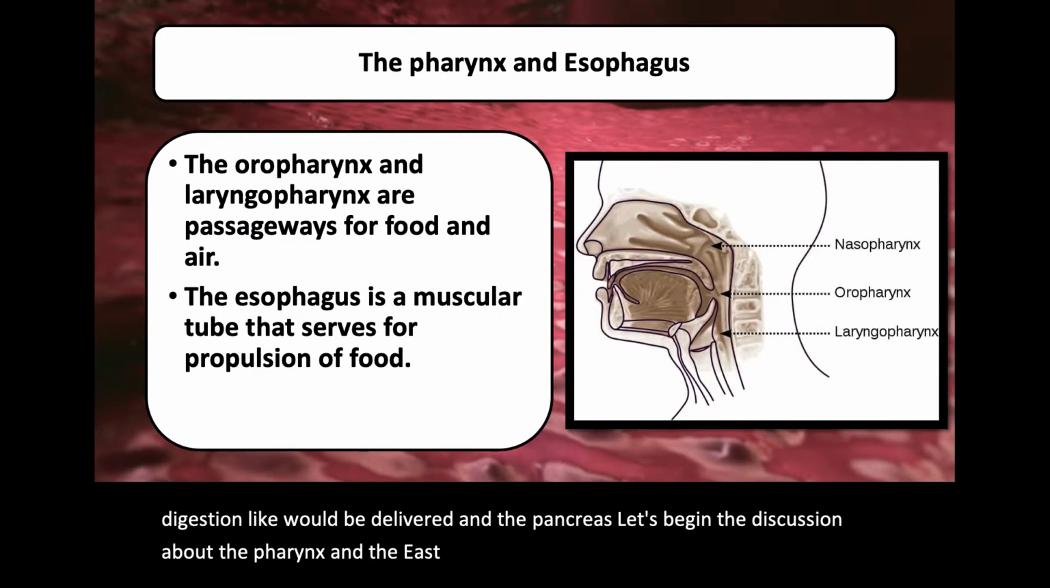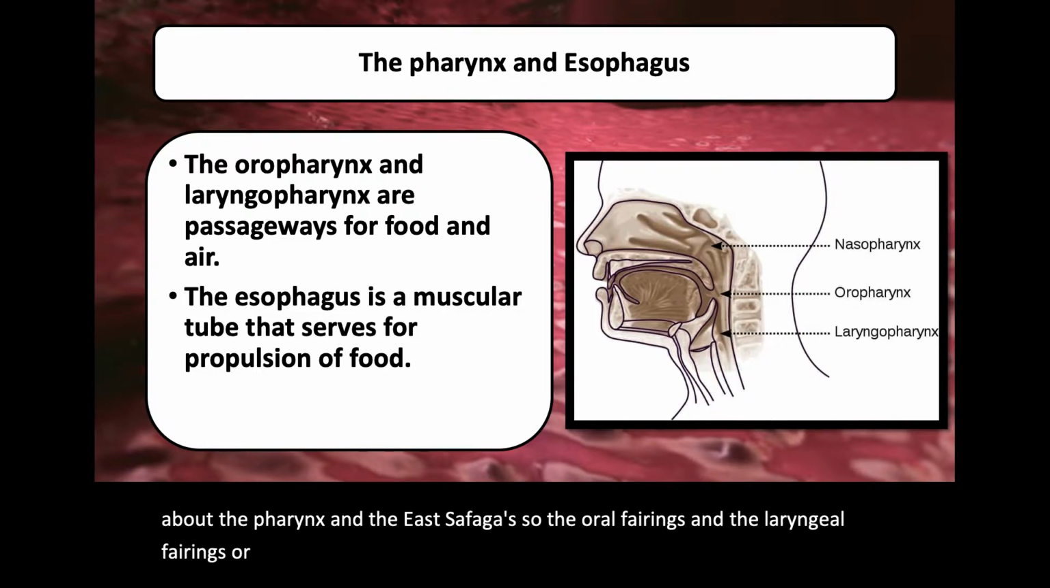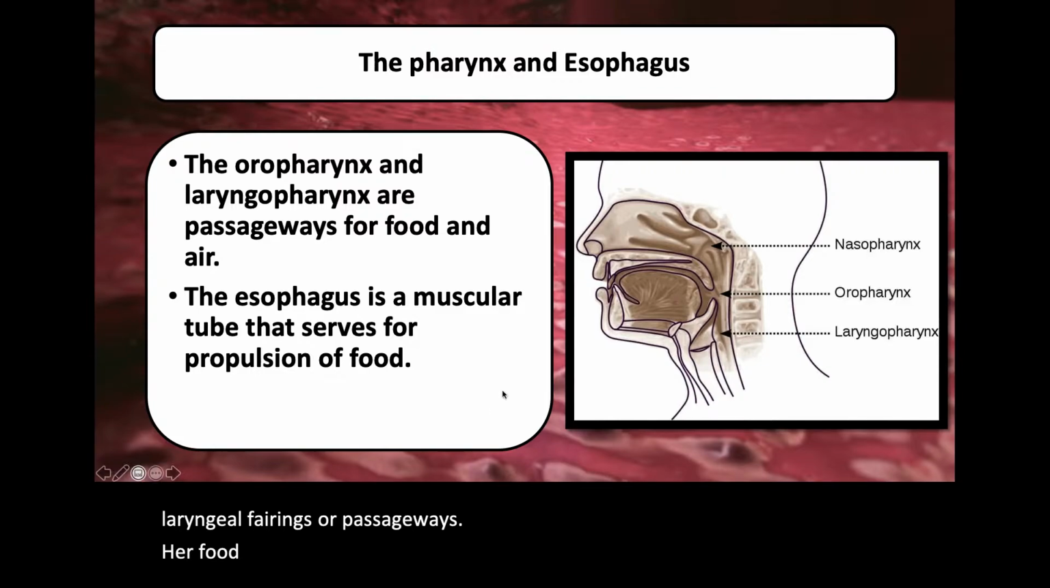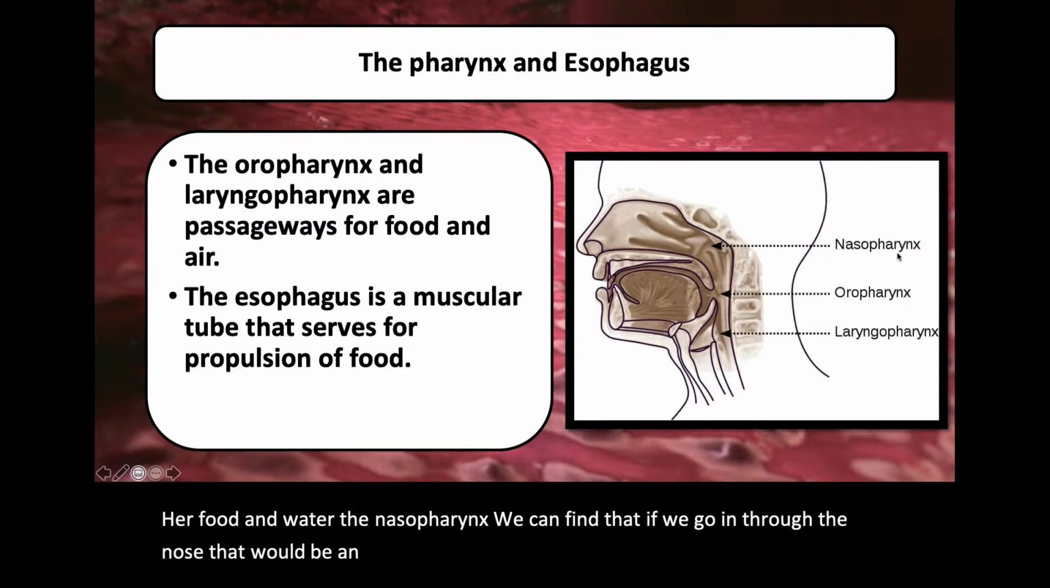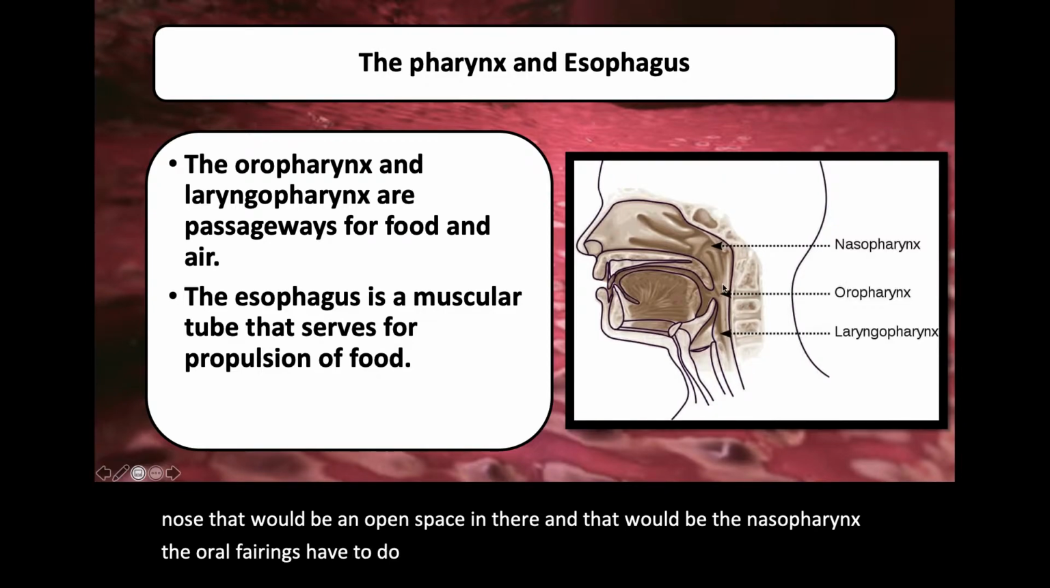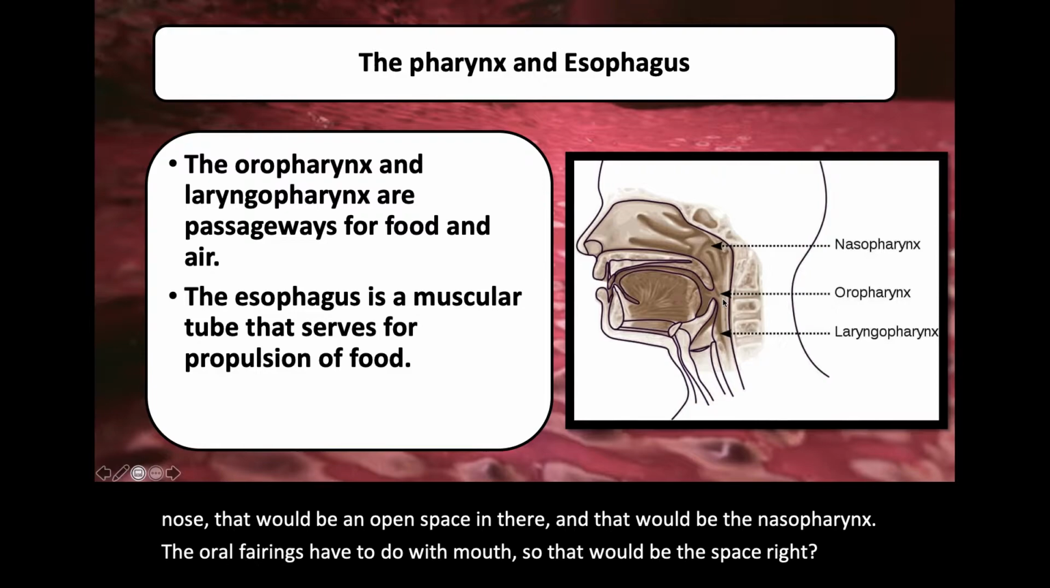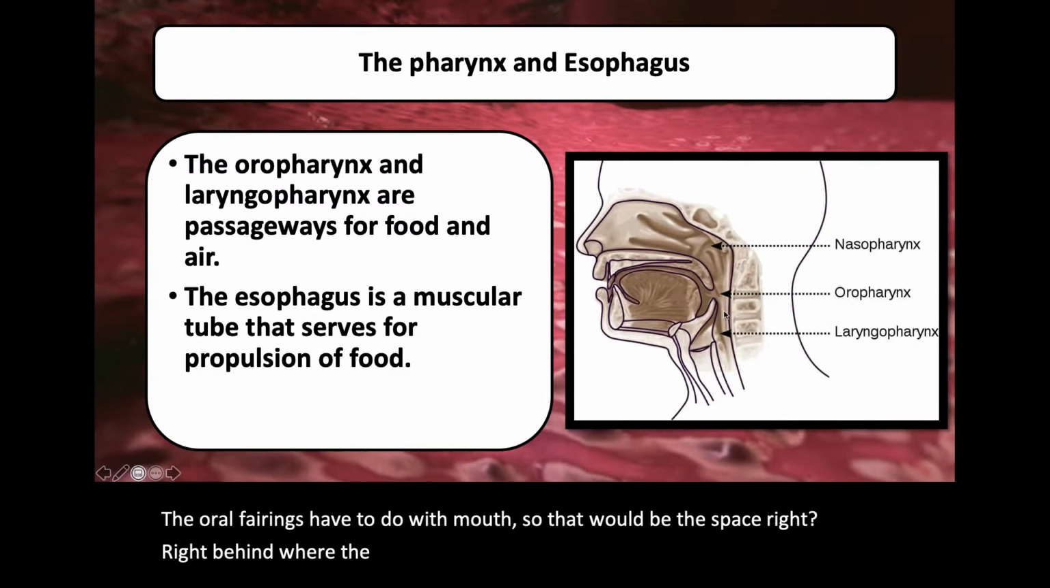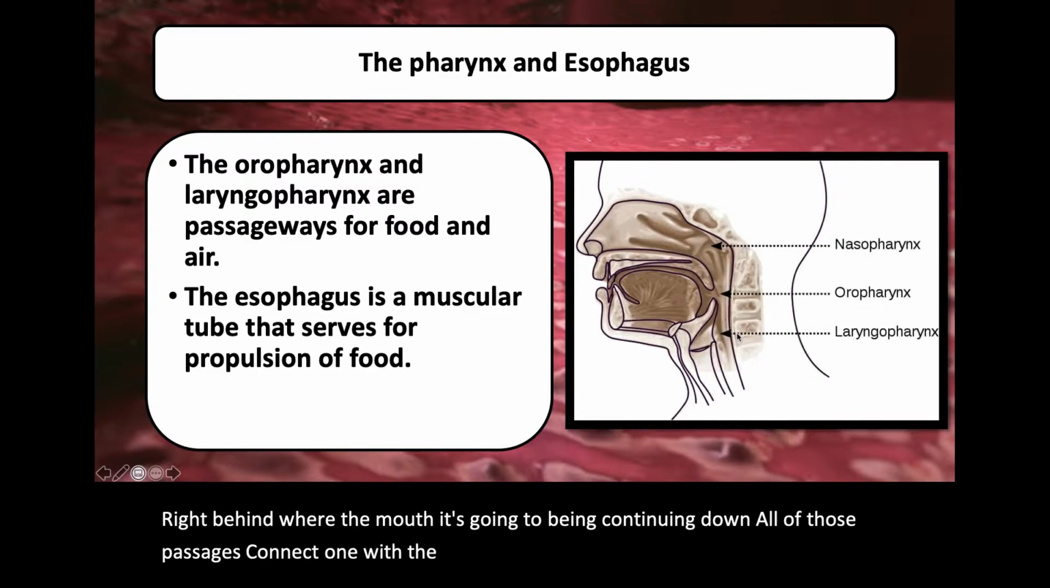So the oropharynx and the laryngopharynx are passageways for food and water. The nasopharynx, we can find that if we go in through the nose, there would be an open space in there, and that would be the nasopharynx. The oropharynx has to do with the mouth, so that would be the space right behind where the mouth is going to be. And continuing down, all of those passages connect one with the other. If we continue down in that cavity, we will find the laryngopharynx.